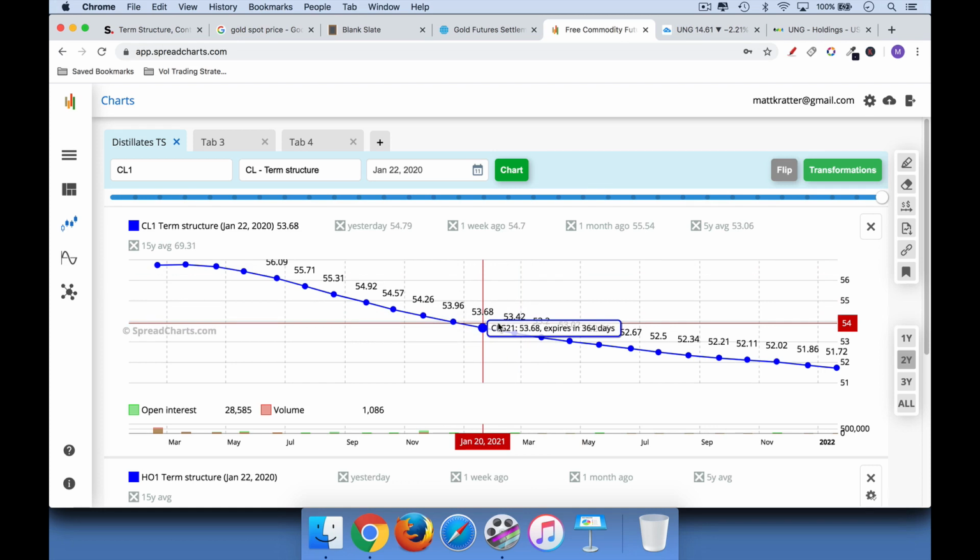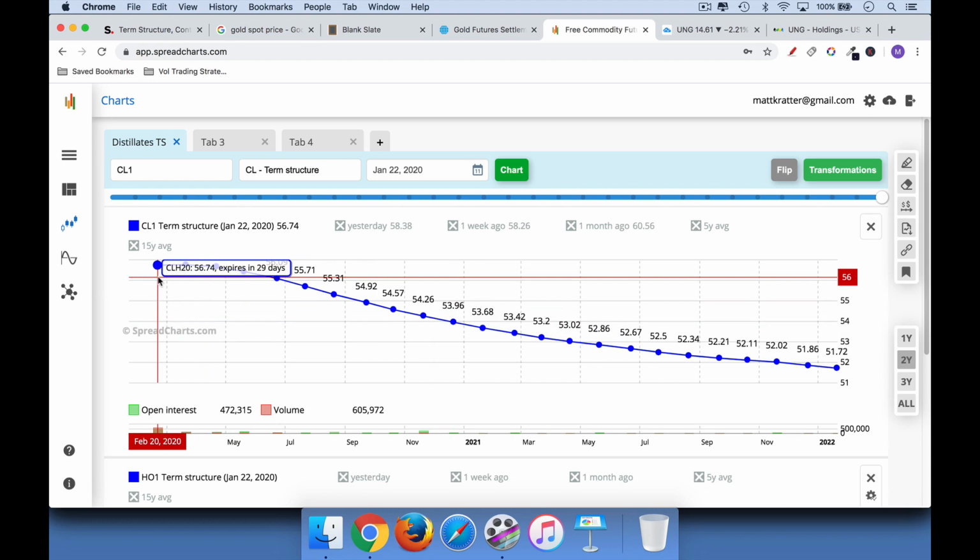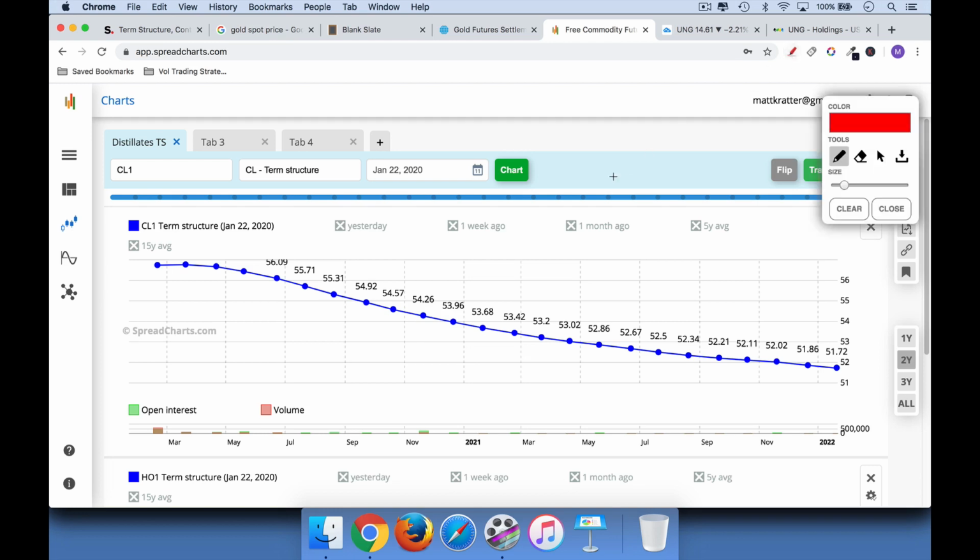And now let's say that currently oil prices are, let's just use this March. Let's pretend this is the spot price. It's $56.74. So we're going to buy, let's just write down these numbers. We're going to buy oil at $53.68. And then, just to make the numbers really easy, we'll say the spot price, let's call it $57.68.